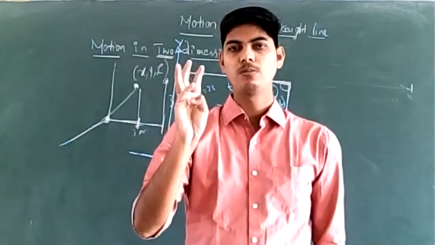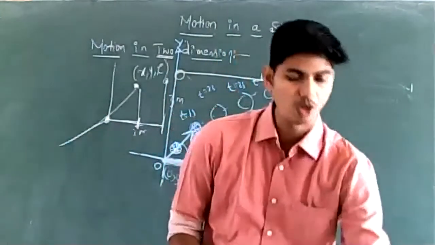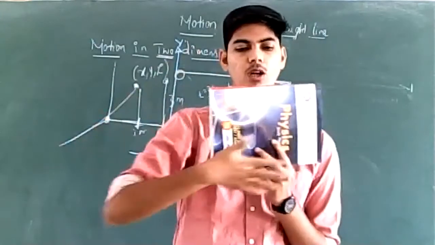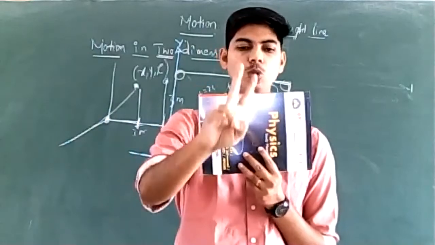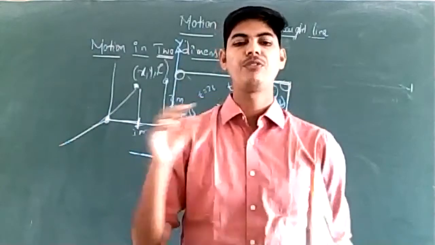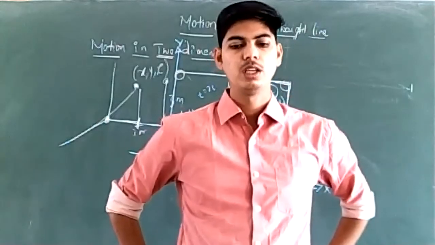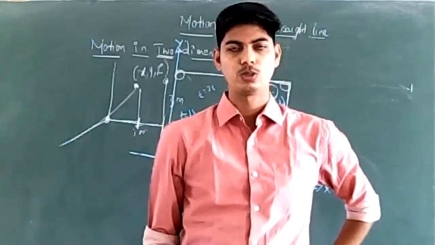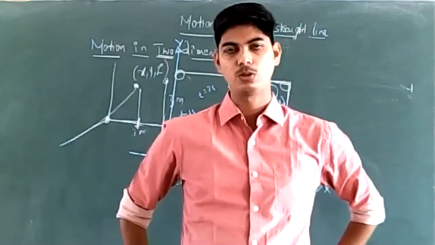So motion of an object along a straight line is called 1-dimensional motion. Motion of an object in a plane is called 2-dimensional motion. And motion of an object in space is called 3-dimensional motion.